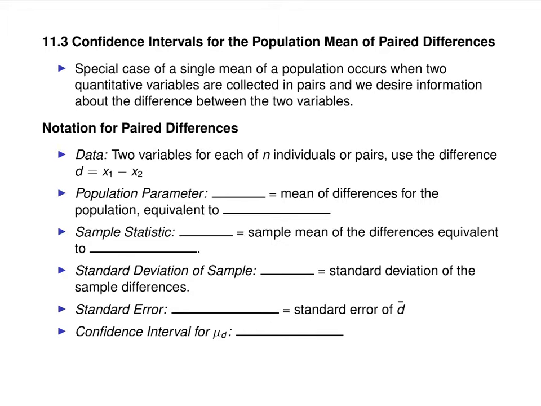Okay. So the data are two variables for each of the n individuals or pairs. So it could be before, after, mother, daughter, father, son, whatever. And you've got a column of x's, a column of x2s, and then a column of differences where you've done some kind of subtraction. The population parameter, the mean of the differences, would be mu sub d.